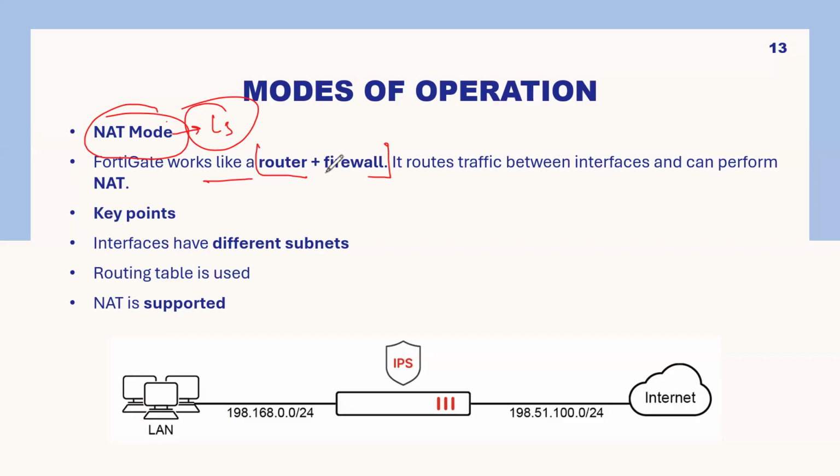When it operates like a router plus firewall, this is NAT mode, where it can direct the traffic towards any network, and routing is required. Apart from that, it also checks the policies, and based on those policies, it filters the traffic. That's why it is routing plus firewall, and it is acting in NAT mode. So it routes the traffic between the interfaces and performs NAT. That's why it is called NAT mode.